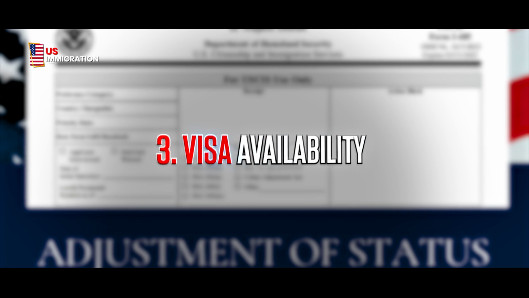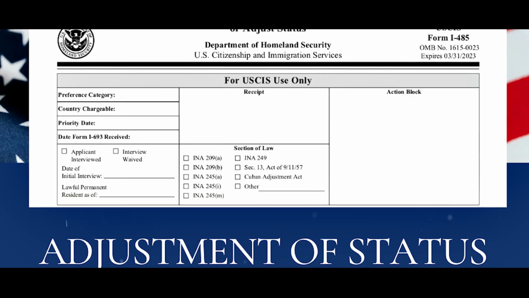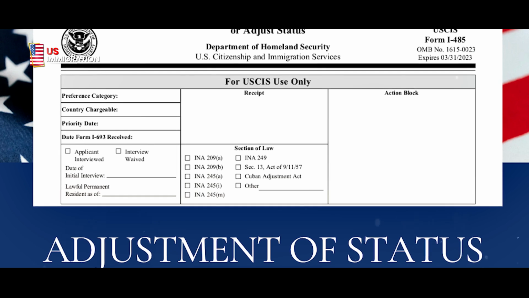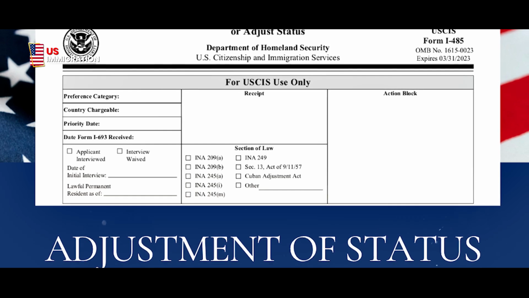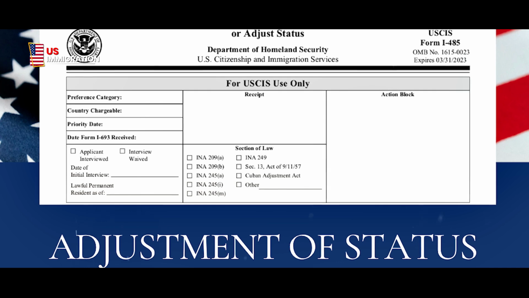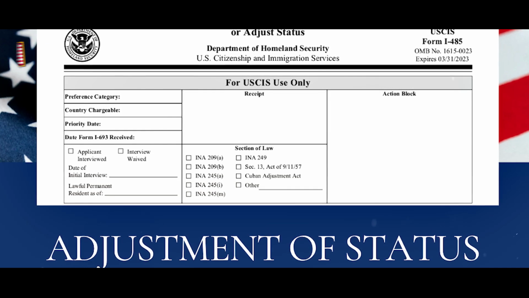Visa availability. After your petition is approved, check the availability of a visa for your green card category. Visa availability can vary based on your category, country of origin, and whether you are an immediate relative of a U.S. citizen or in a different category. Immediate relatives typically do not face wait times, while other categories might experience delays of years or even decades.